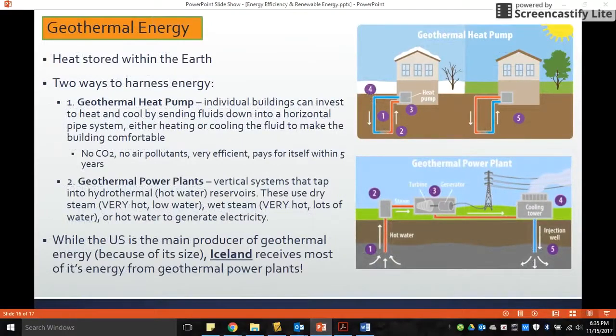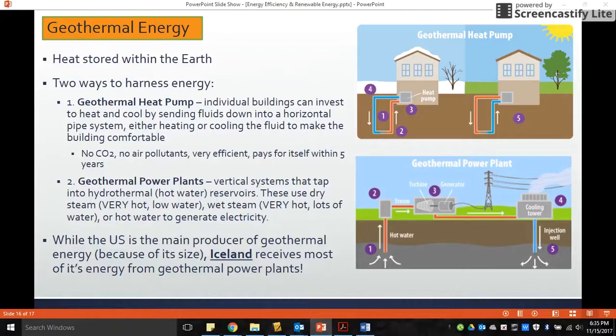Geothermal is going to be heat stored within the earth. We have two different ways to harness this energy. One is the geothermal heat pump, which you could get installed on your house tomorrow. This is going to be a horizontal pipe system where you're going to pump your cold air down in the winter, and it's going to heat up your home, or you're going to pump the warm air down in the summer, which is going to become cold and cool your home. So it's great because it doesn't produce any air pollutants or CO2, and it's very, very efficient.